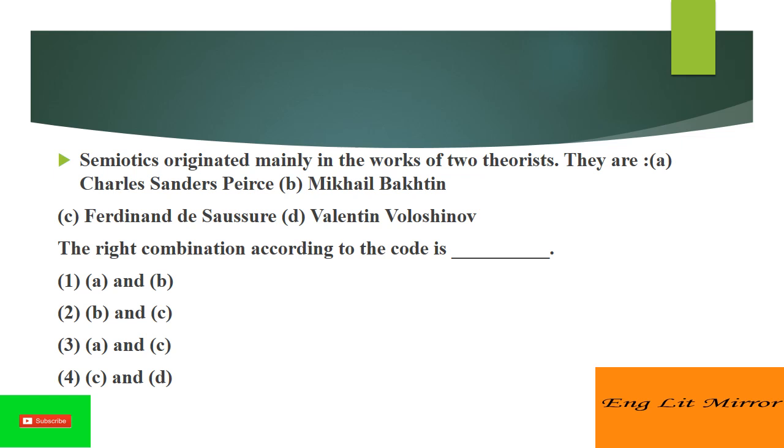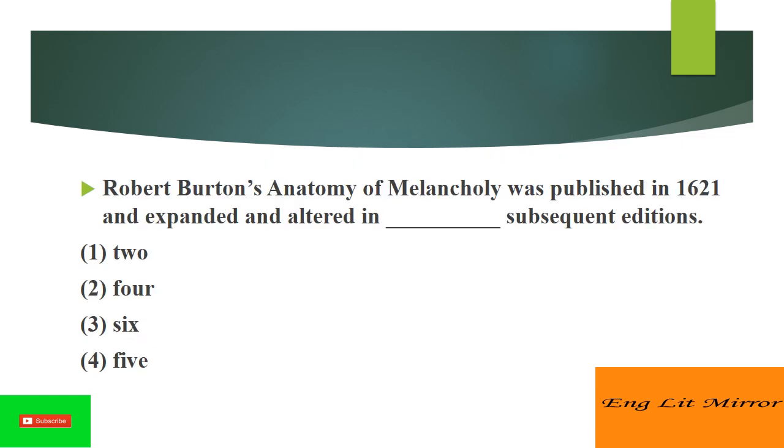Semiotics originated mainly in the works of two theorists. They are A. Charles Peirce, B. Mikhail Bakhtin, C. Ferdinand de Saussure, D. Valentin Voloshinov. The right combination according to the code is, answer is option 3, A and C. Robert Burton's Anatomy of Melancholy was published in 1621 and expanded and altered in dash subsequent editions. Answer is option 4, 5.